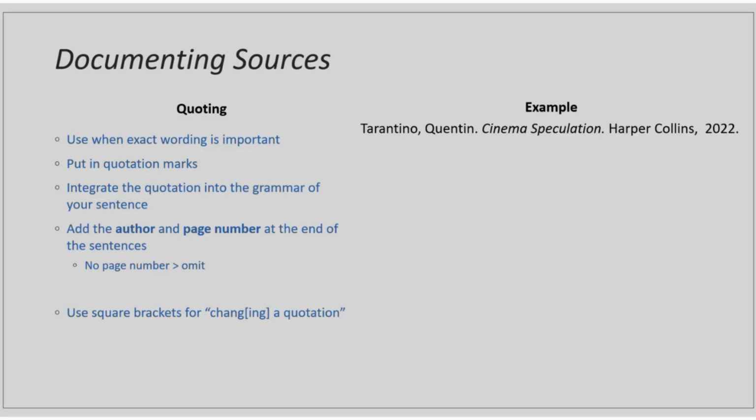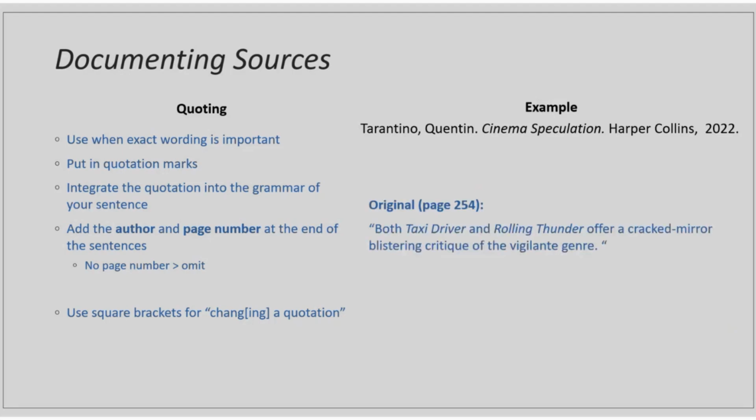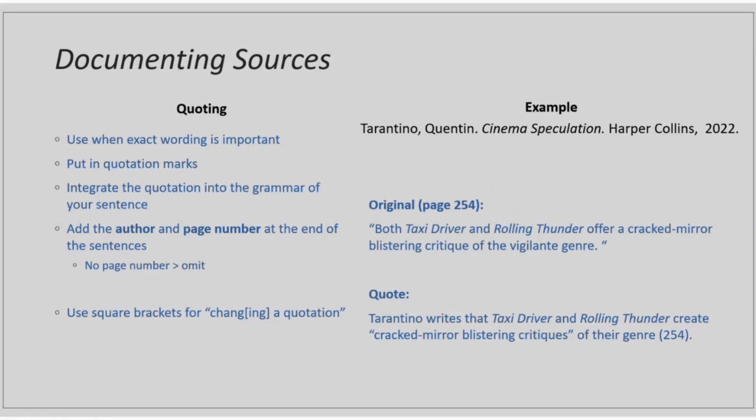So again, an example. The original, the same one we saw. Oh, there's a mistake with the quotation mark there. Sorry about that. That should be tied up against the period. And then the quote: Tarantino writes that Taxi Driver and Rolling Thunder create, quote, "cracked mirror, blistering critiques," unquote, of their genre. 254.